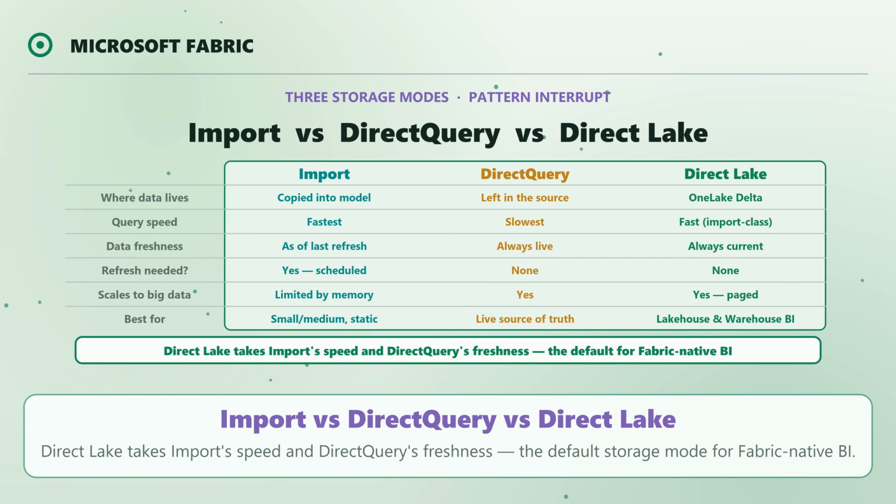And what's each best for? Import for smaller, static datasets. DirectQuery when you truly need a live source of truth. And DirectLake for BI over your Lakehouse and Warehouse, which is exactly the Fabric native case. That's the headline. DirectLake takes import's speed and DirectQuery's freshness, and it's the default you should reach for in Fabric.